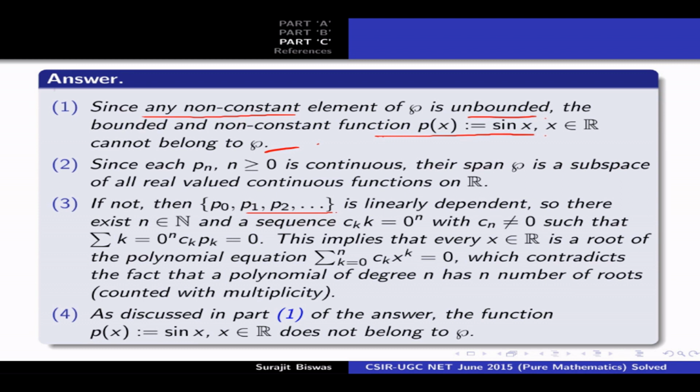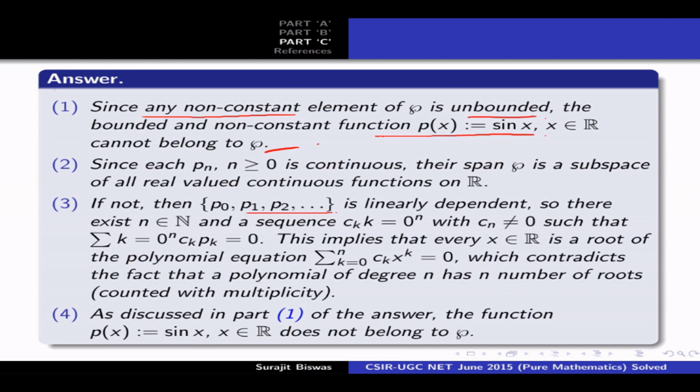Ck. What is this? I think there's some typo. Okay, so let me fix it.